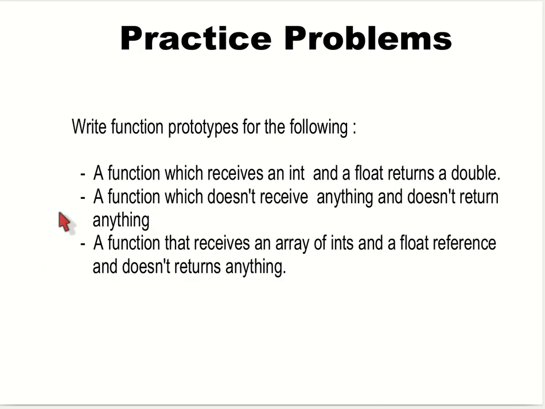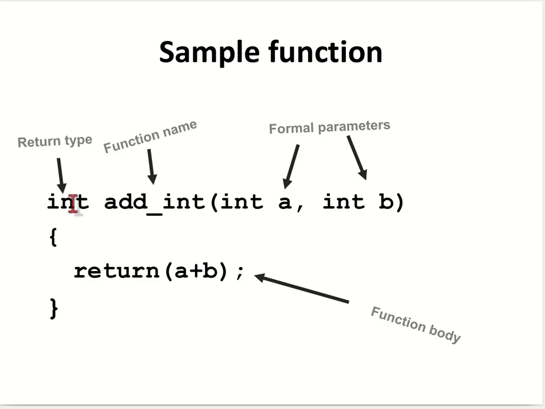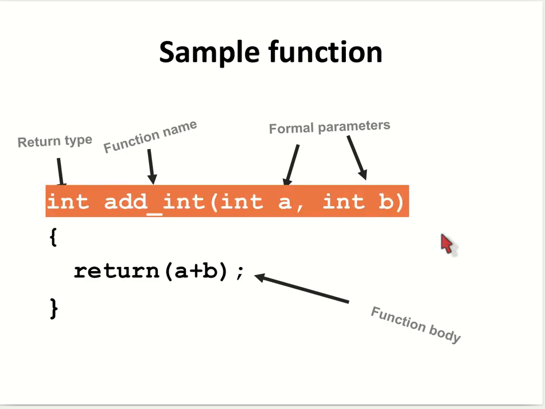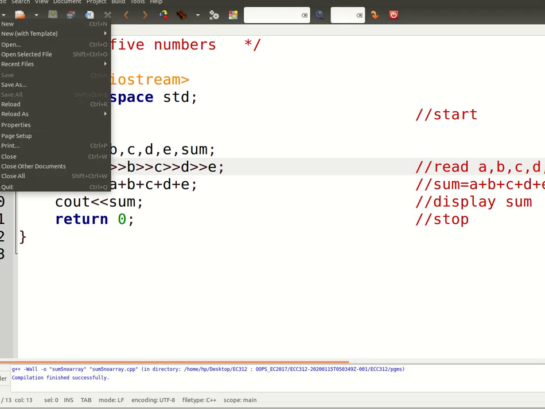Now please write the function prototype for the following. A function which receives an integer and a floating point and returns a double. How will we write the prototype? The initial line of the function, with a semicolon, is known as a prototype. So how will we do it? Let's see.